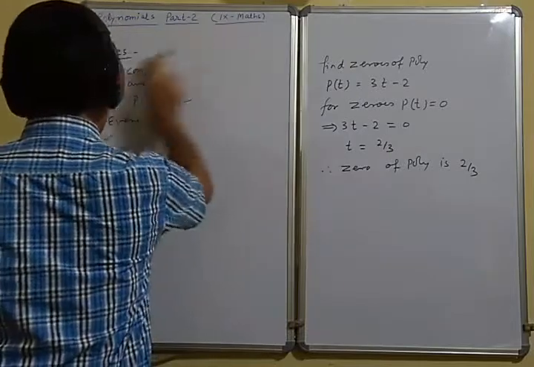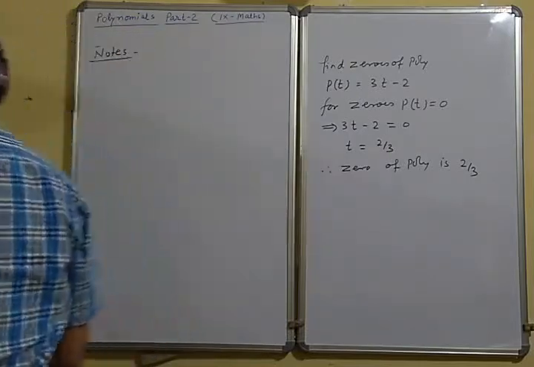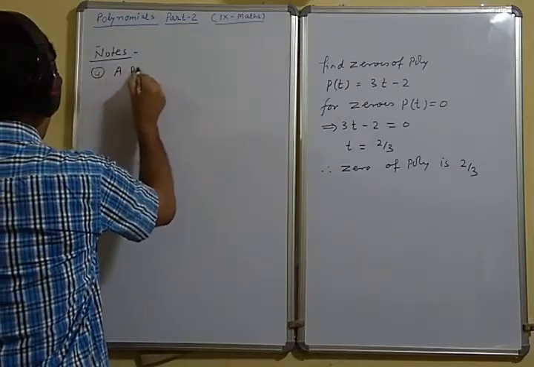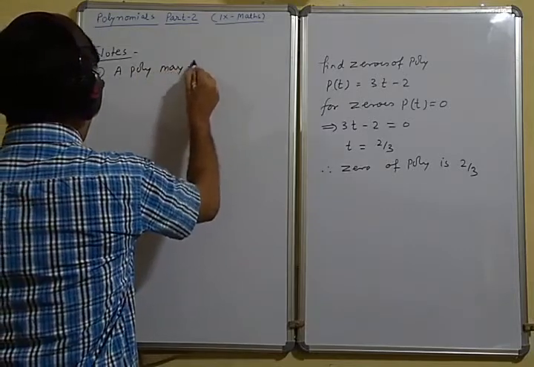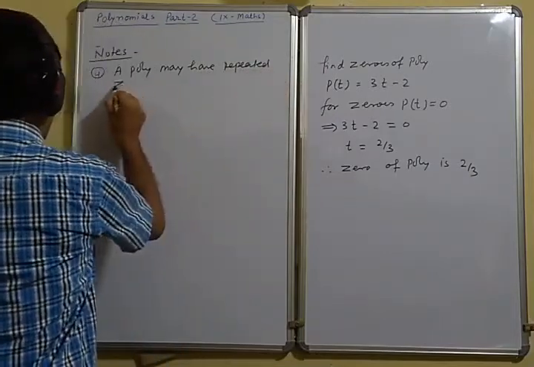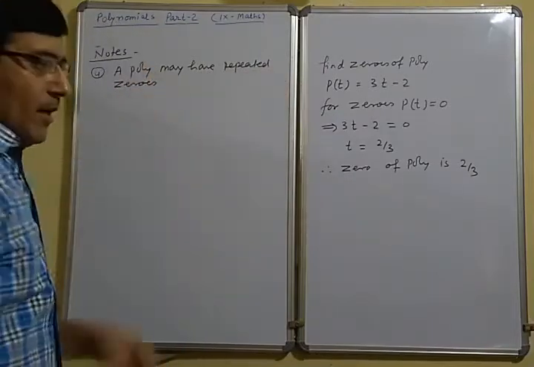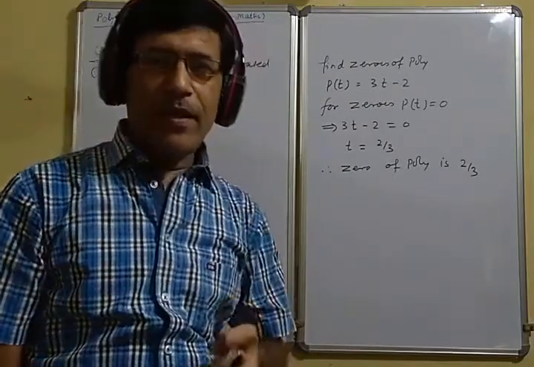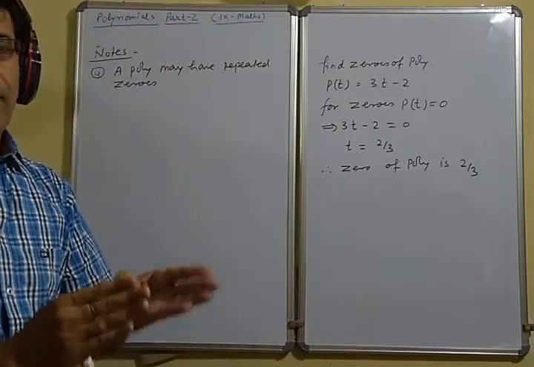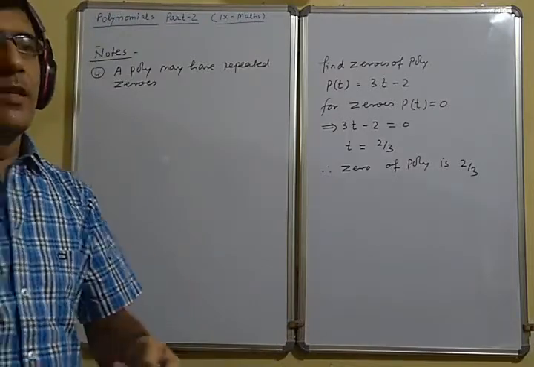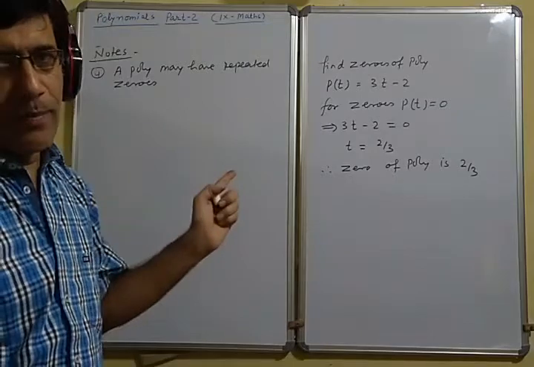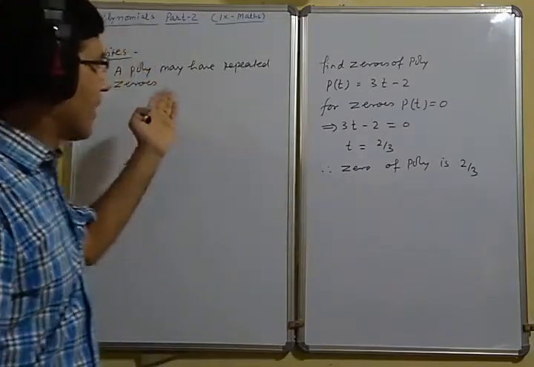Next, fourth point: a polynomial may have repeated zeros. We will find out if they have the same zeros, that means the value of x is the same in each case. That is applicable only in case of quadratic, cubic and so on. It is not applicable in case of linear, because a linear polynomial has exactly one zero.